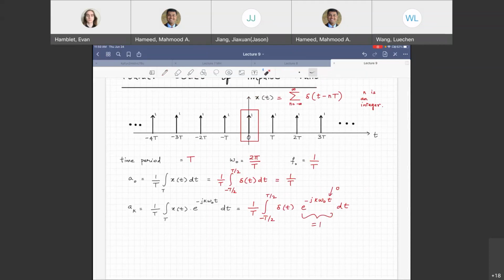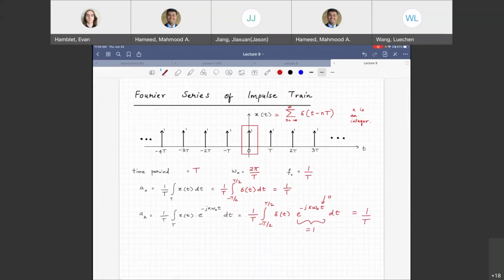So I'm back to what? If this guy is 1 and I'm integrating from negative T over 2 to T over 2 delta of t, am I not back to a sub 0? Yeah, so this should also be what? 1 over T? You guys agree with that? So what do you have? The standard result for Fourier series of an impulse train, a sub k equals 1 over T for all k.